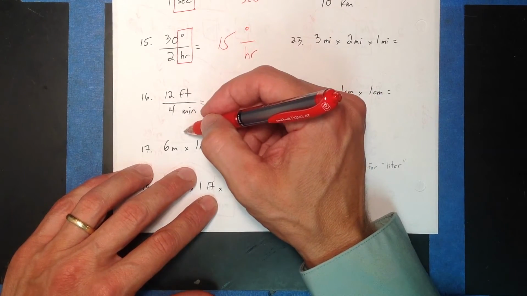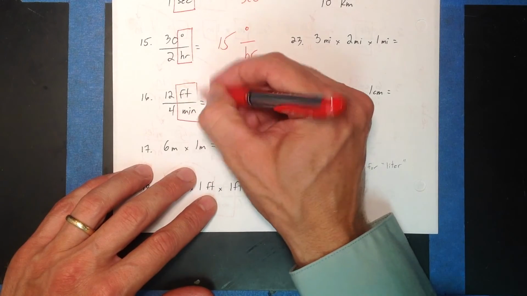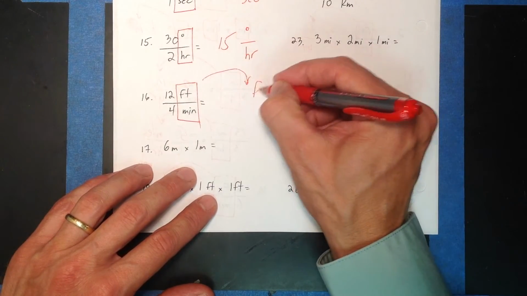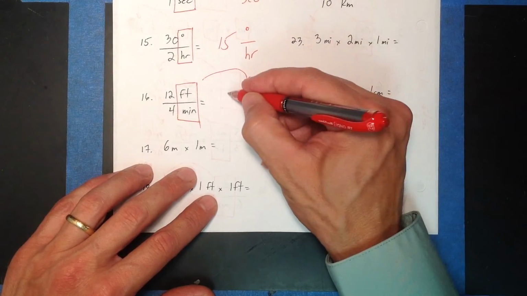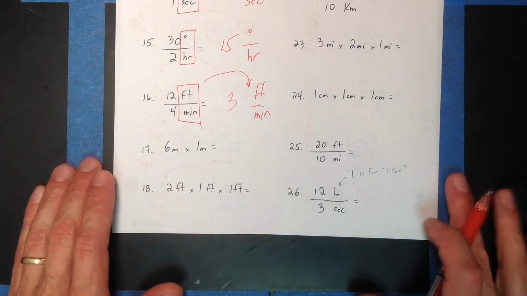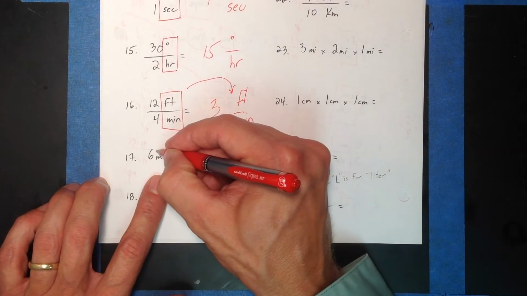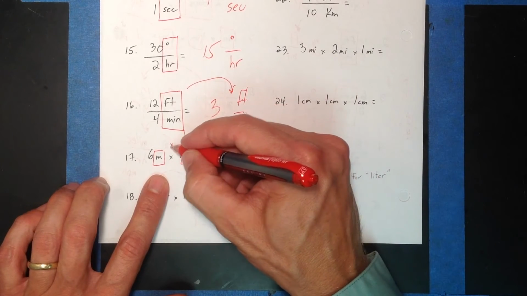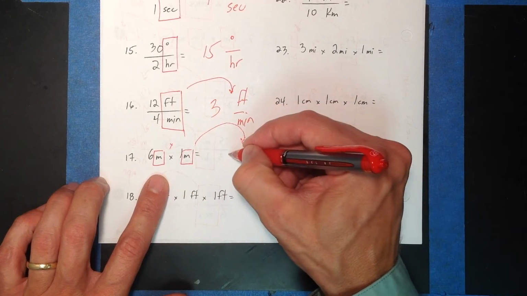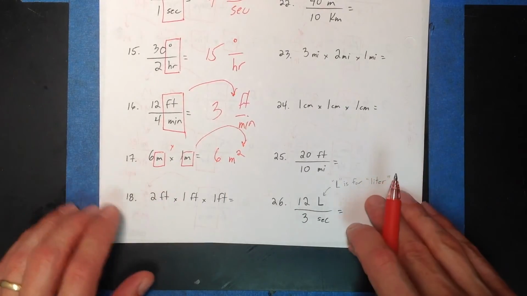12 feet. Something moves 12 feet in 4 minutes of time. Feet over minutes. Feet divided by minutes. And 12 divided by 4 is 3. Hopefully you're getting the hang of how this all works. And 6 meters times 1 meter. Meter times meter. Okay, that's times. And then that carries over here to be meters squared. And that's 6 square meters, or 6 meters squared.